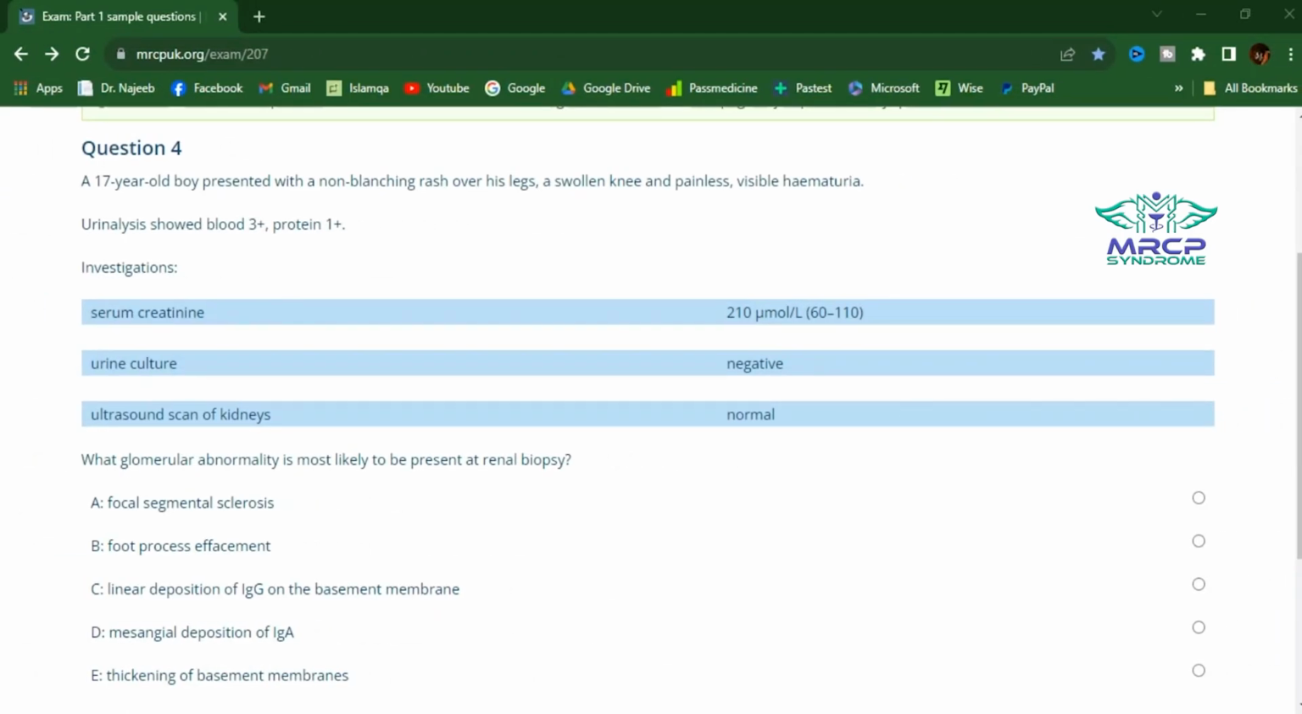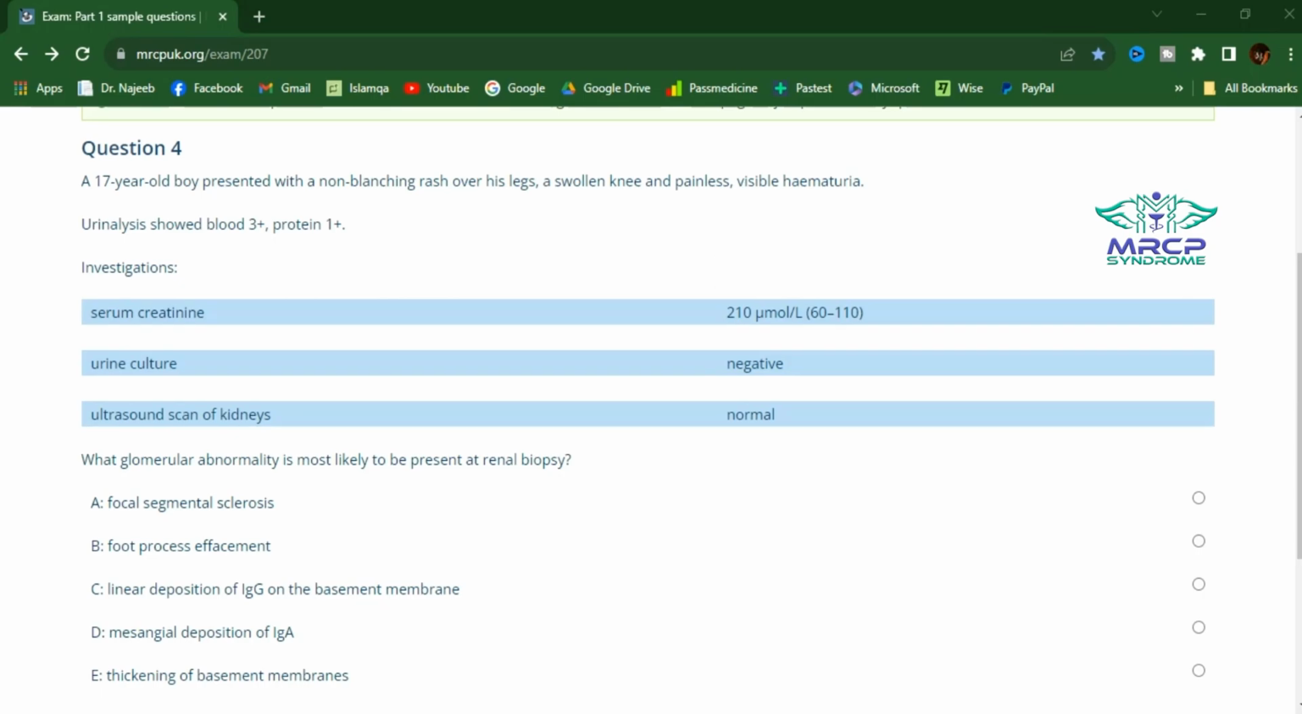What glomerular abnormality is most likely to be present at renal biopsy? Focal segmental sclerosis, foot process effacement, linear deposition of IgG on basement membrane, mesangial deposition of IgA, thickening of basement membranes. A 17-year-old boy presents with a non-blanching rash over his legs, a swollen knee, and painless visible hematuria. Urine analysis showed 3+ blood and protein 1+, serum creatinine 210, urine culture negative, ultrasound scan of kidneys is normal.